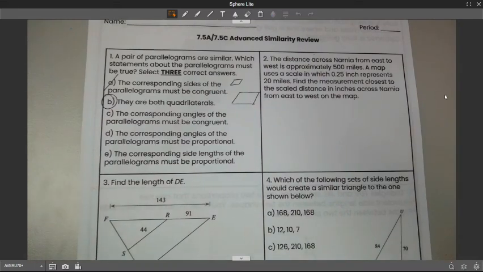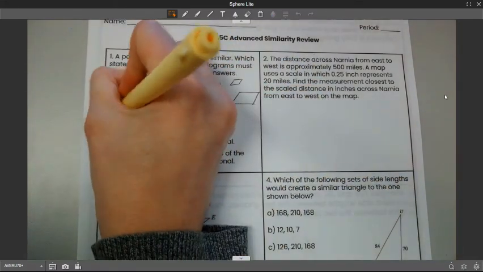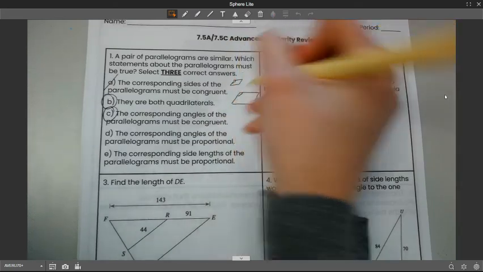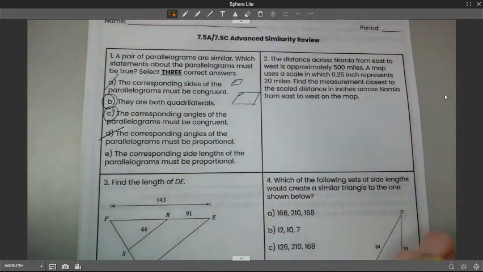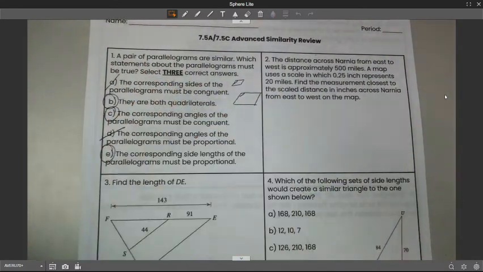The corresponding angles must be congruent. Yes, if they're similar, angles are congruent. Angles never change. The corresponding angles must be proportional. Nope, we just said they're congruent. Side lengths must be proportional. Yes, angles are congruent. Side lengths are proportional. That is what you must know.